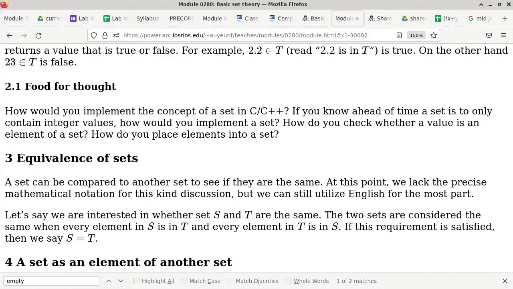So let's go through the food for thought, okay? Because that's kind of important. How would you implement the concept of a set in C or C++? If you know ahead of time a set is to only contain integer values, how would you implement a set? How do you check whether a value is an element of a set? How do you place elements into a set? So why do you think I would ask those questions? This is about implementation. It's not the abstract concept of a set.